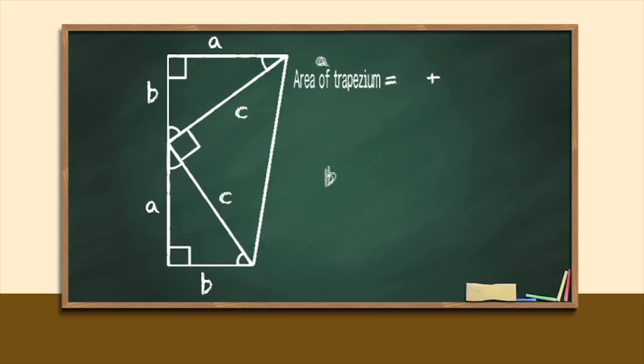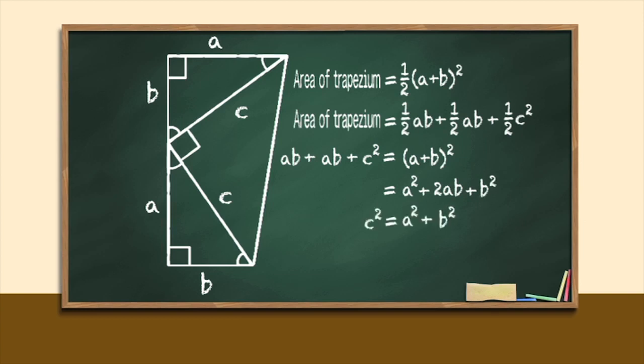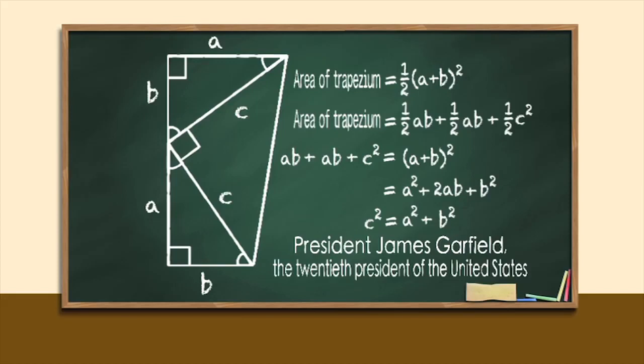Area of the trapezium equals the upper side plus lower side times height divided by 2. On the other hand, the area of the trapezium equals the sum of the areas of 3 triangles. As these 2 areas are equal, we'll find out Pythagoras' theorem is proven after simplification. The proof was made by President James Garfield, the 20th President of the United States, in 1876.